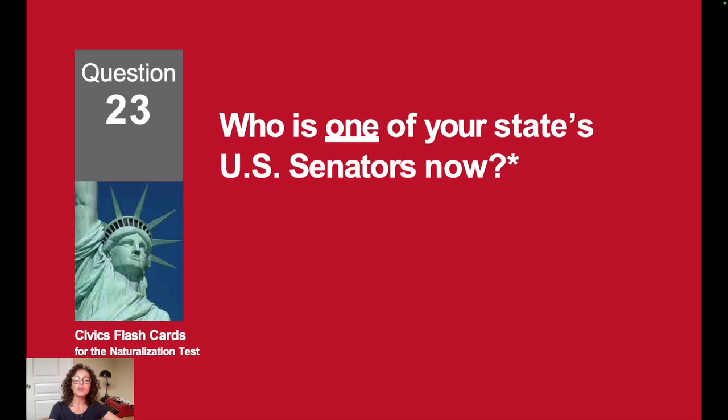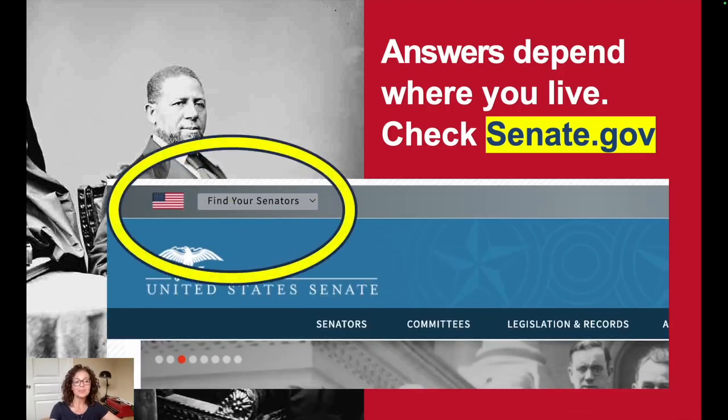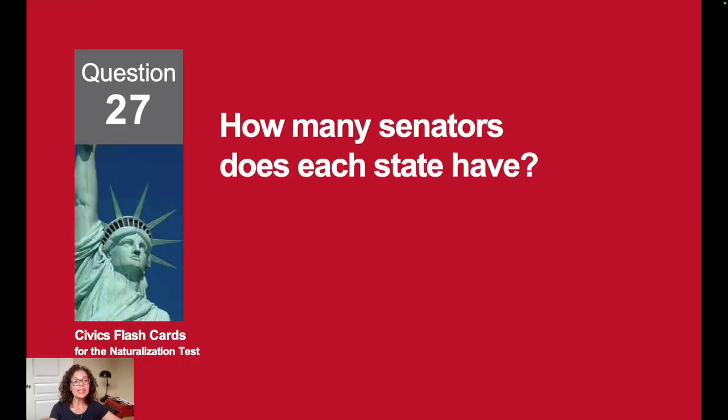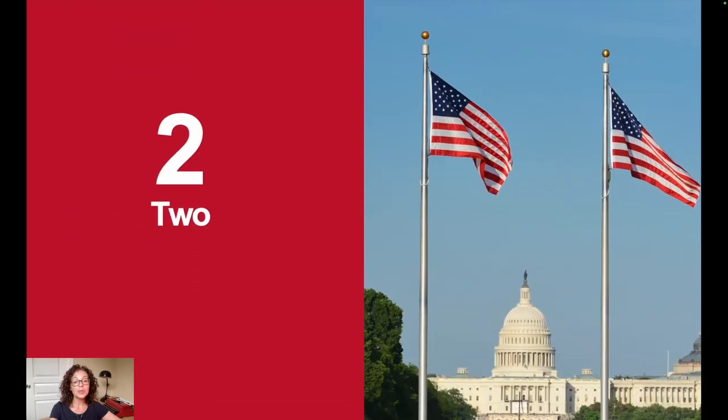Who is one of your state's U.S. senators now? Of course, here answers depend where you live. You can check at senate.gov or ask us below. How many senators does each state have? 2 senators per state. Each state has 2 senators.